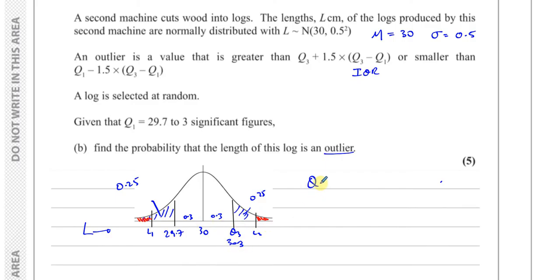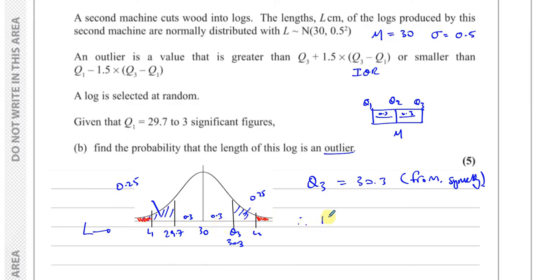So we can say that Q3, because it's a normal distribution, is symmetrical. The median and the mean are the same in a normal distribution. The distance is symmetrical, so if that's 0.3, that's also 0.3, so that must be 30.3. We can say that from symmetry. So we don't have to do any calculations like finding Z values. We could do that and we'd get the same answer, but we can use the symmetry of the curve. So Q3 is definitely 30.3.